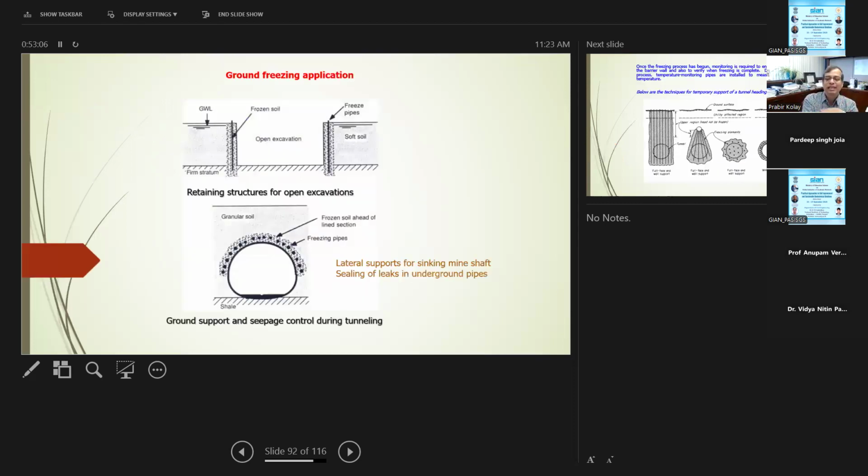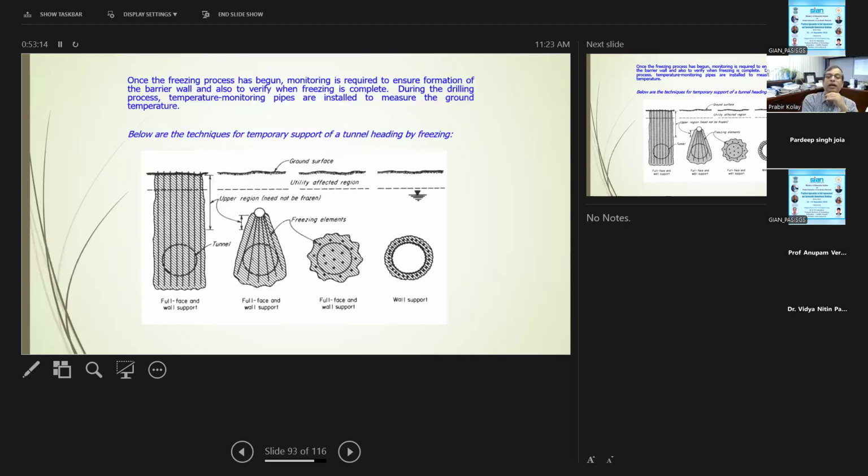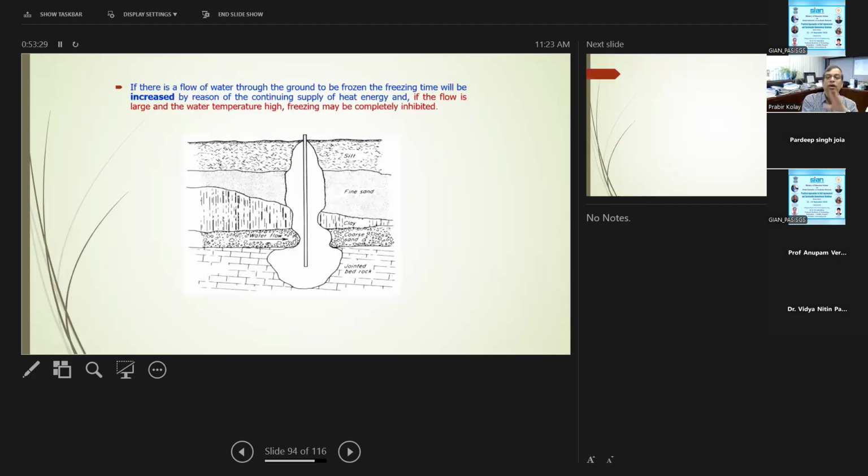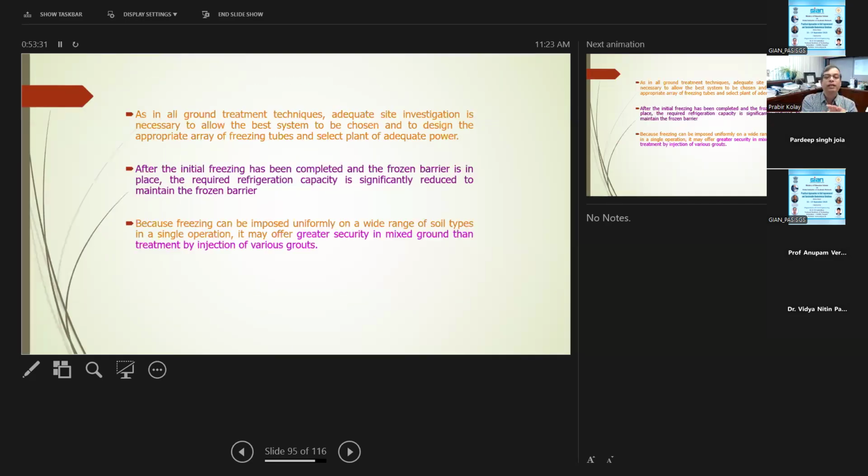Again, these are some of the pictures you see for the tunnel. It can be for retaining structures, for open structures. People don't mostly use it for the shaft or retaining wall. This is how we do it: the whole soil is frozen, the first one, and then you just cut it, put the wall support, and then cut it. Like in tunnel construction. Only thing is, I'm not going to go into detail.